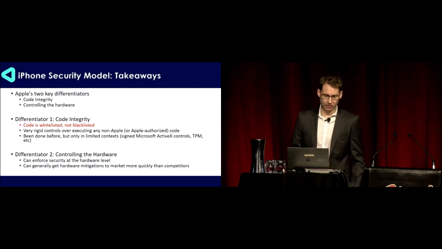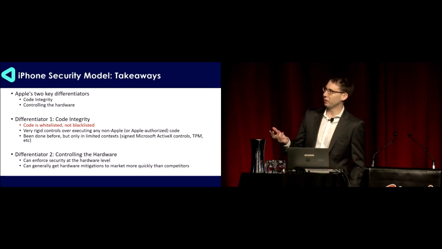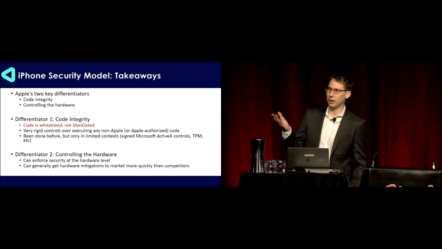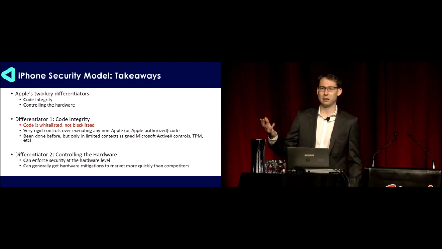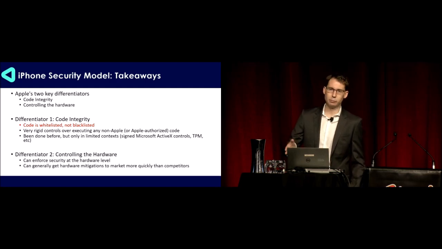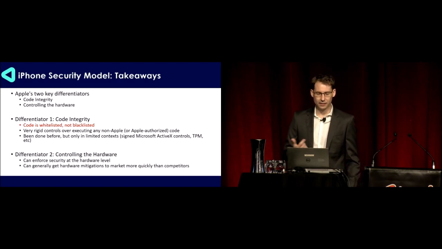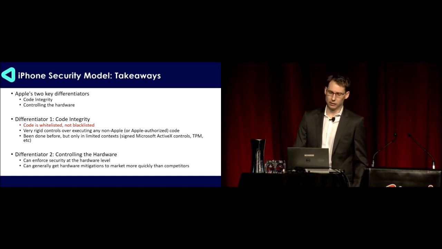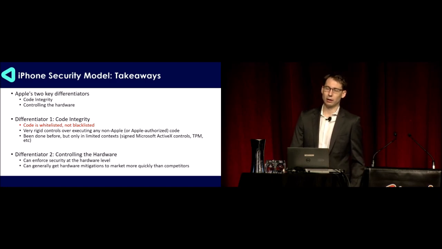The second differentiator is that Apple controls their hardware and their ecosystem. So they can enforce security at the hardware level, and they're increasingly doing that. Whereas someone like Microsoft might do CFG as a control flow integrity thing, Apple can just go straight to hardware and use PAC and things like that. And because they don't work with a committee or something like that, they can generally get hardware mitigations to market a lot more quickly than competitors. A lot of Android phones are likely going to have PAC in the near future, but Apple will have beaten them by like 6 months to a year.